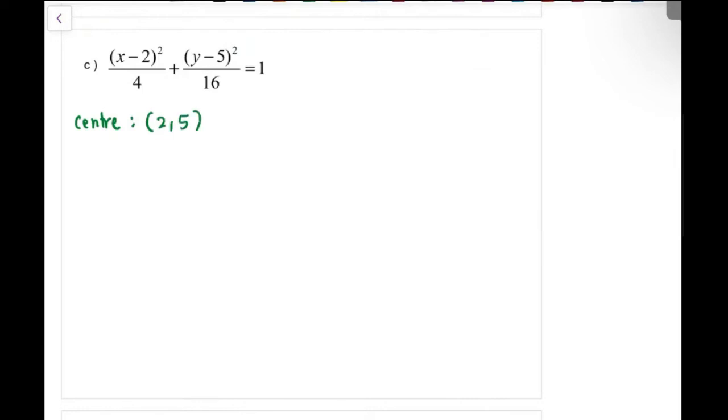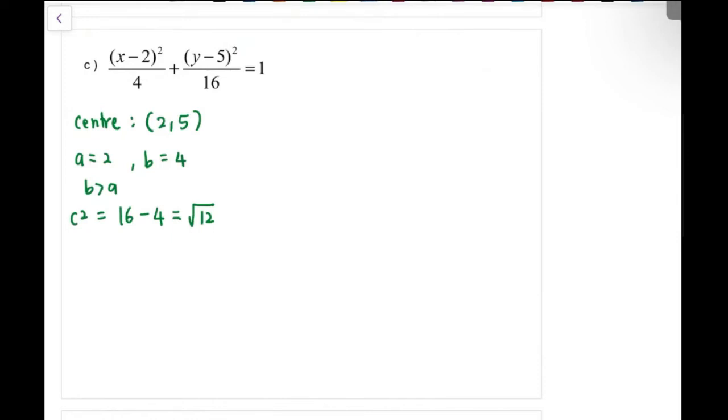Alright, kita dah dapat center. Now, obtain the value of A. A in this case is 2. B in this case is 4. So, B yang lebih besar daripada A. In order to find C, B squared minus A squared. So, 16 minus 4. So, we get root 12 here as our C. Quite complicated sikit lah sebab dia root kat situ. So, leave it as it is. Mesti guna root. Jangan pergi ambil decimal. Awak akan mengconfusekan diri awak sendirilah.